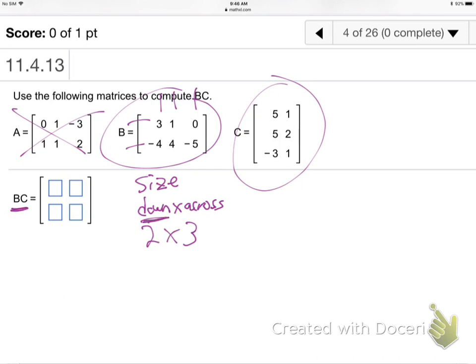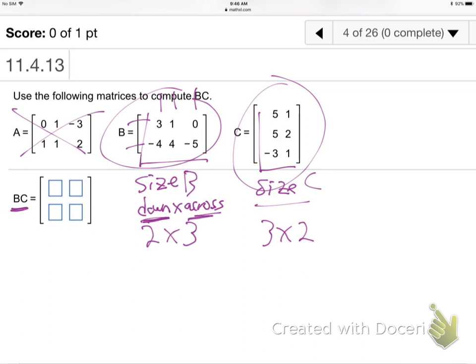But matrices, they always go down first when they're giving you the size of the matrix. It's real important because that'll matter. So down 2 over 3. So that was B. What about the size of matrix C? Down 3 over 2. It's a 3 by 2, isn't it? So matrix B is a 2 by 3 and matrix C is a 3 by 2.